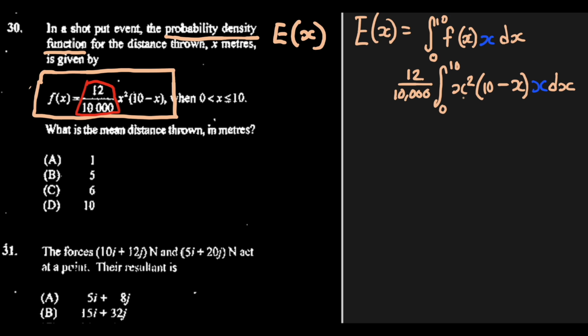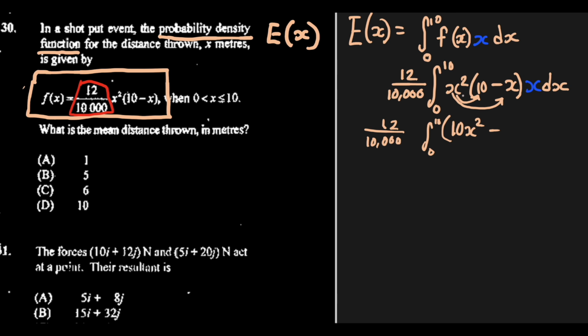So let's multiply these out here first. So x squared times 10, then x squared times minus x will give us 10x squared. So then we have x squared times x will give us x to the power of 3. And then, remember, we have to still multiply that by x. Once we do that, we can integrate.